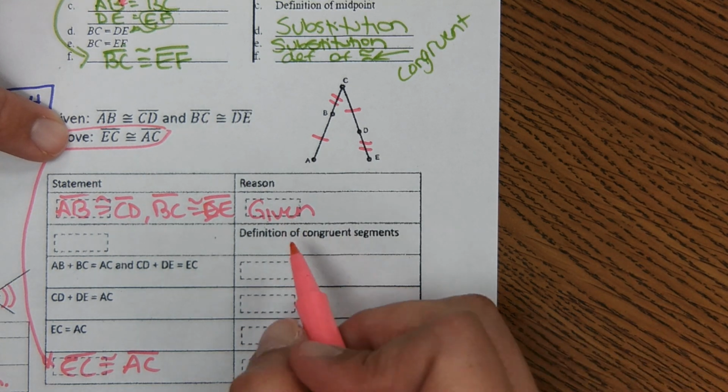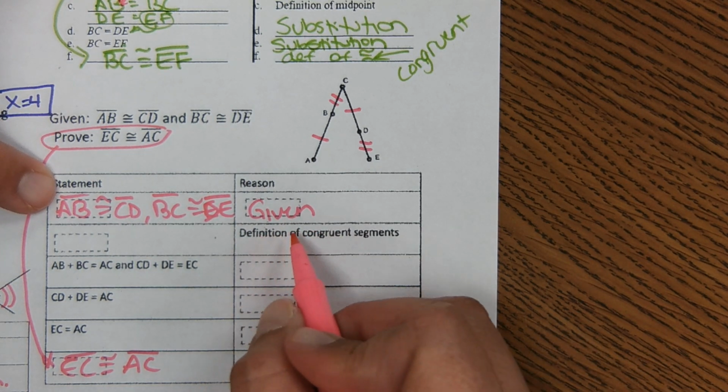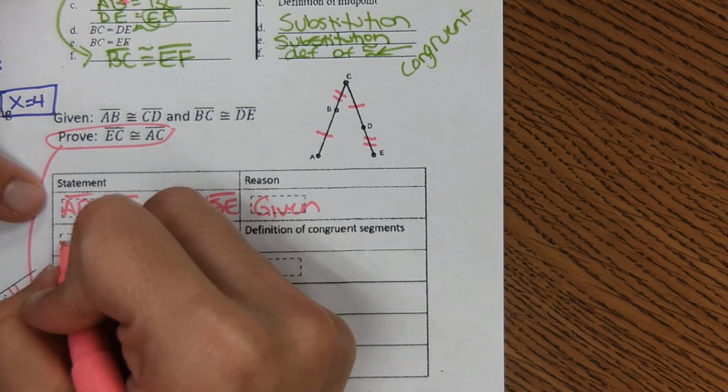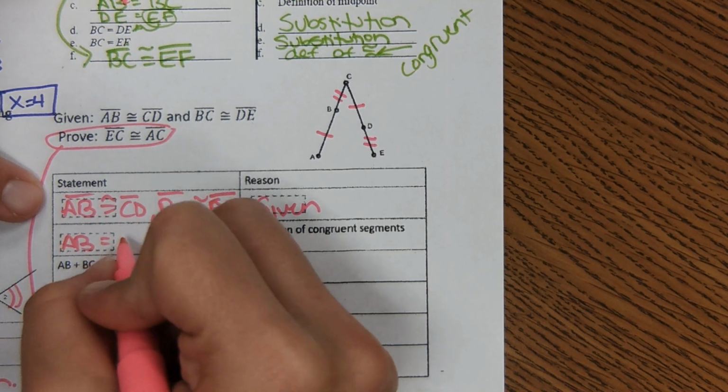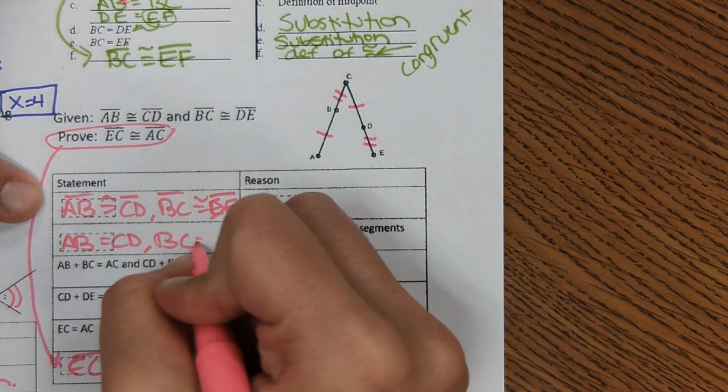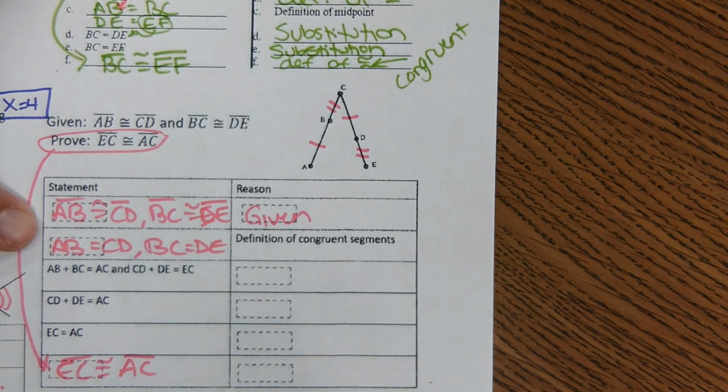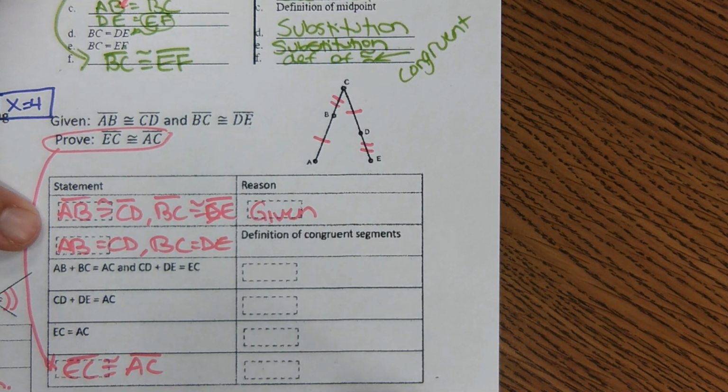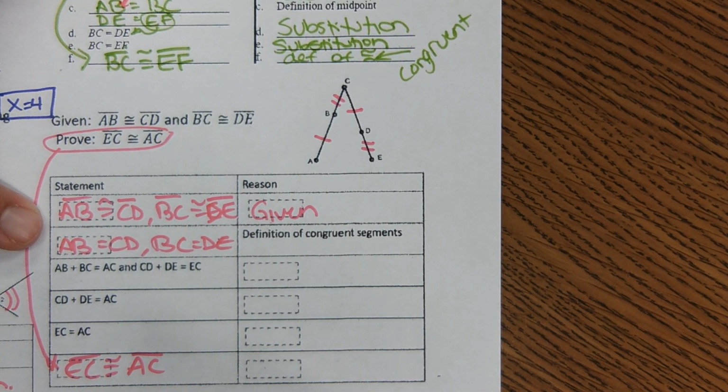Okay, then it says definition of congruence. So if these are congruent, then they're equal in length. So it's looking for AB equals CD, BC equal in length to DE is what they're looking for there. Remember, you have your answer bank, you're dragging and dropping.